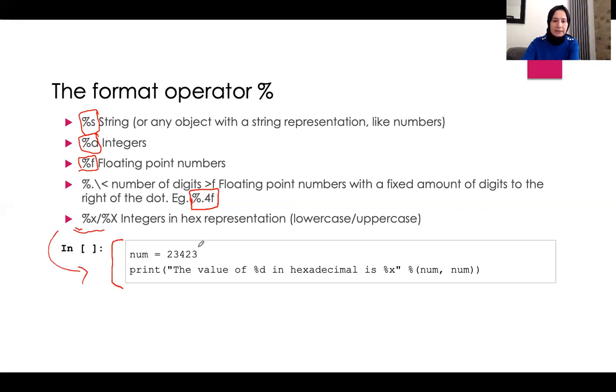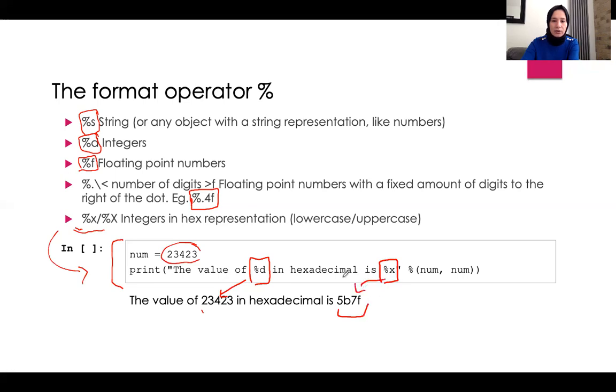So we have an integer value here, and we would like to insert the integer here, and we want to insert the hex value of this integer, so we use the format X. When we run this piece of code, this is the result we will get. It replaces this area with this number. However, in here it tells us the hex representation of this integer.